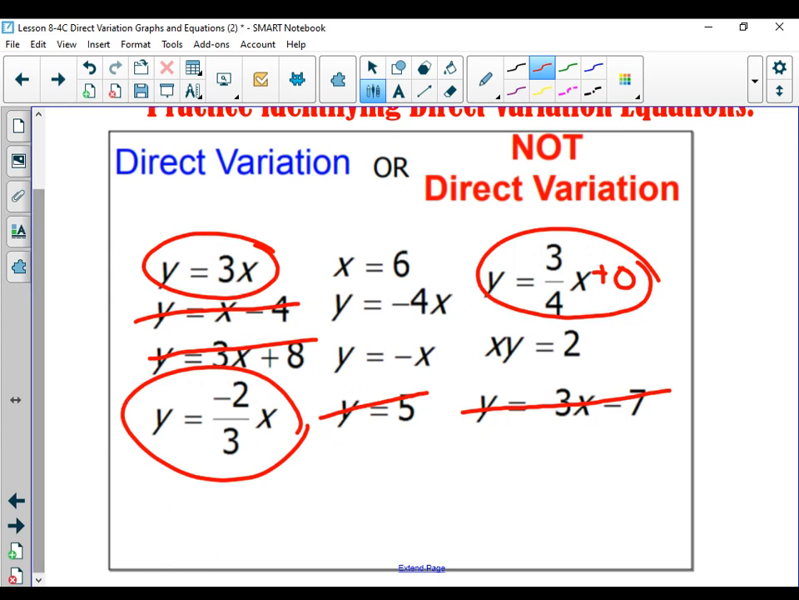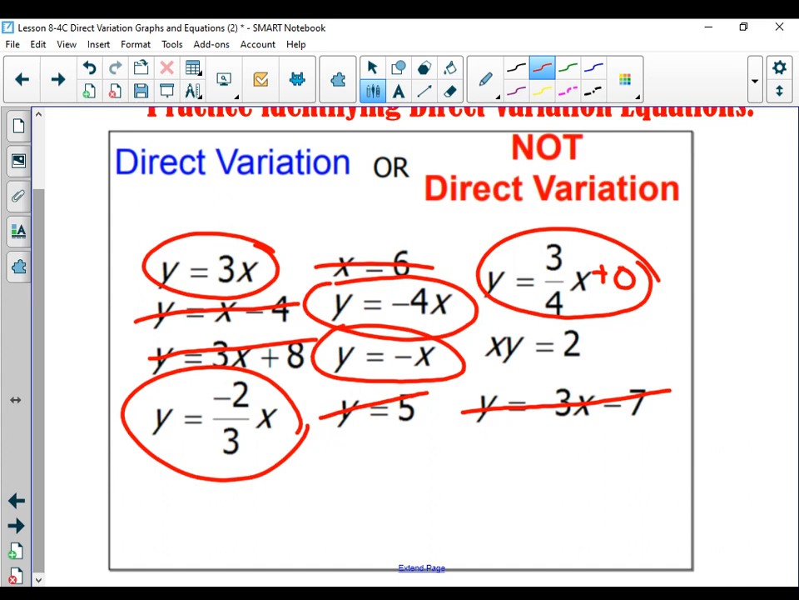Addison, y equals negative 8. Bryn, for x equals 6, would that work? Because you could just make it only y. But the y is not in the equation, so it doesn't work. Addison, would y equals negative x work? Oh my gosh, she's on fire with this.